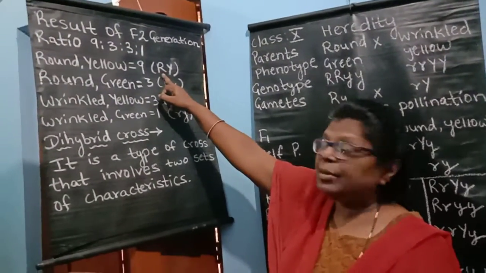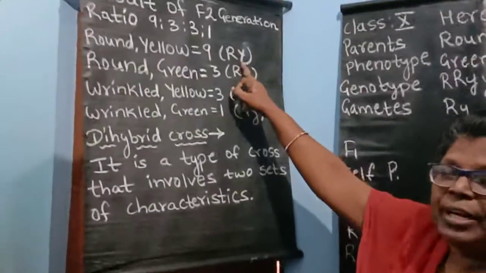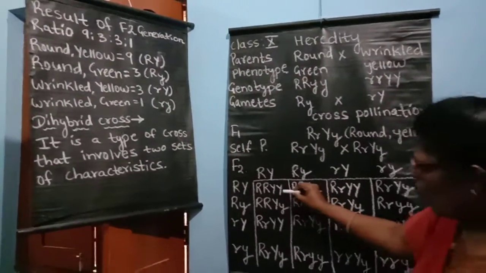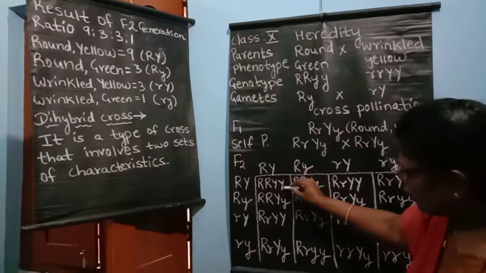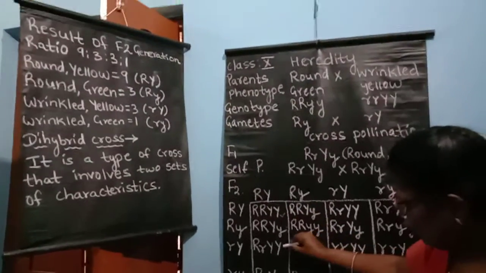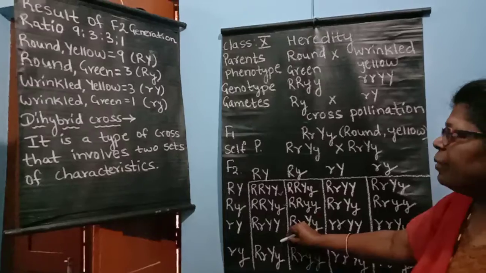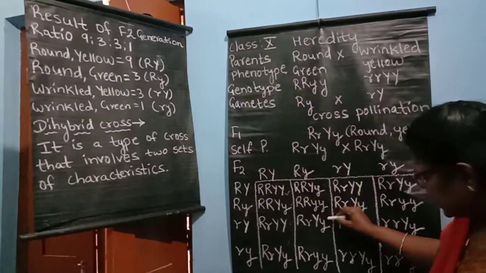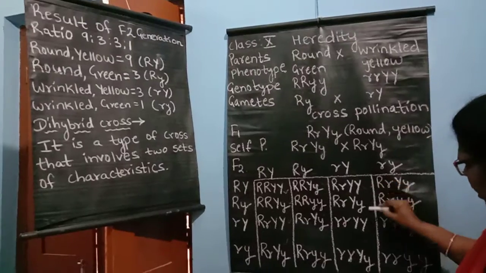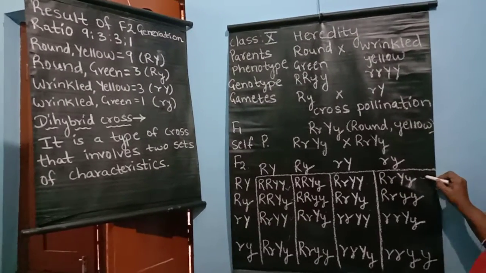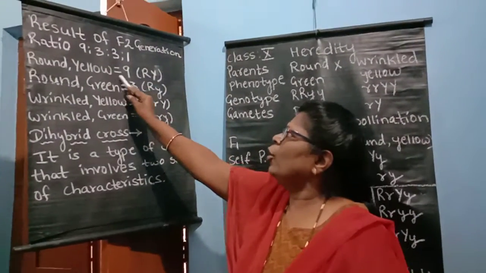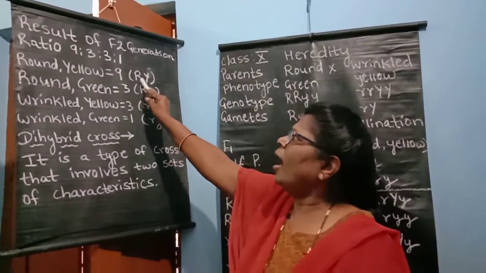R should be capital and Y should be capital. So from this table you have to count now. See here, 1, 2, now here you can see 1, 2, 3, 4. So capital R, capital Y, you have to count 4, 5, 6, 7, 8, 9. So children, in this way we got this one ratio. Round yellow is equal to 9 RY.